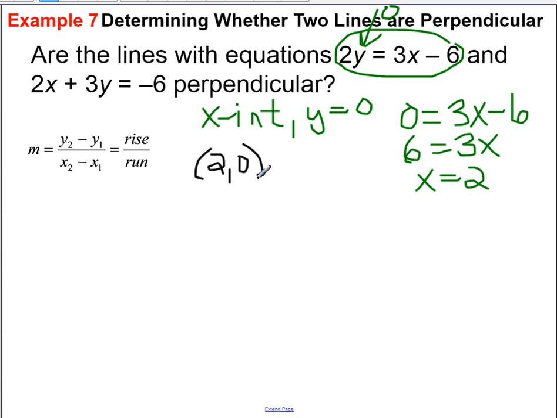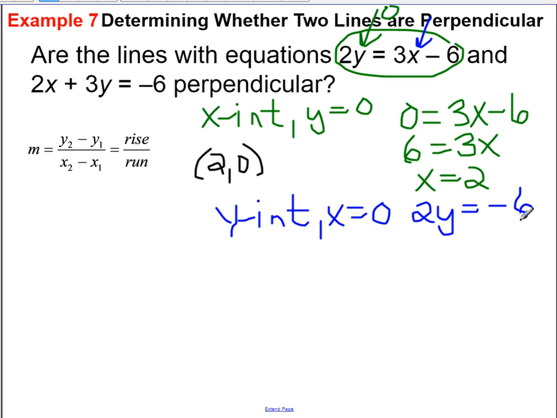Let's find the y-intercept of the same line by finding when x is equal to 0. We substitute the 0 into that part of the equation to get 2y equals 0, 3 times 0 is 0, minus 6 is -6. Divide both sides by 2 to get y equals -3. So the other corresponding point for that line is (0, -3).